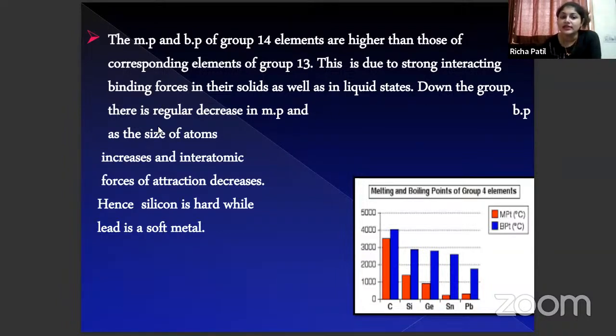Down the group, there is a regular decrease in the melting and boiling point as the size of the atoms increases and interatomic forces of attraction decrease. Hence silicon is hard while lead is soft in nature. So as you go down the group, what will happen to melting point and boiling point? It goes on decreasing. Why? Because there is size increase, and the interatomic forces of attraction also decrease. Because of this reason, silicon is hard, while lead is a soft metal.